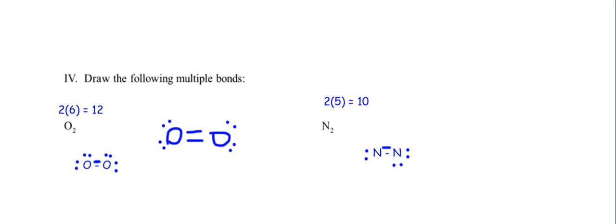Aw, nuts. So now we need to erase 2 more because that didn't work. Double didn't work. So now I need to do this. And now I have 2, 4, 6, 8 around the left, 2, 4, 6, 8 around the right. We are done. That's a triple bond. So there is my triple bond, and I'm going to put my lone pair like this.